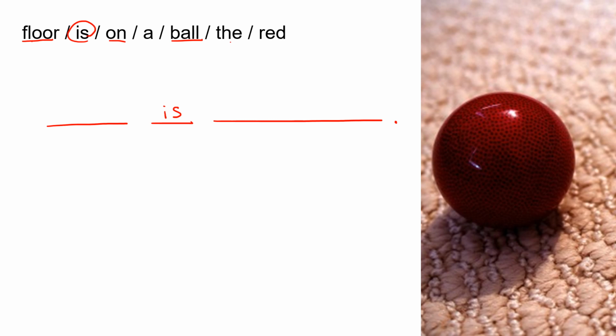So we can make a phrase: on the floor. Something is on the floor. So the ball is going to be the subject. But we still have an indefinite article and then the adjective. So it's going to be a red ball.